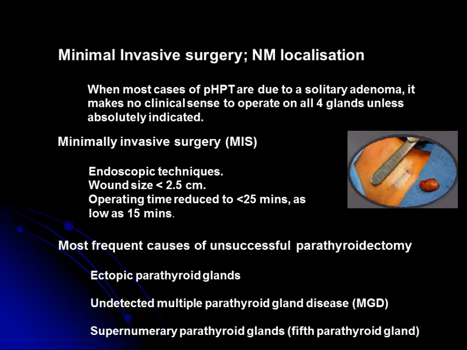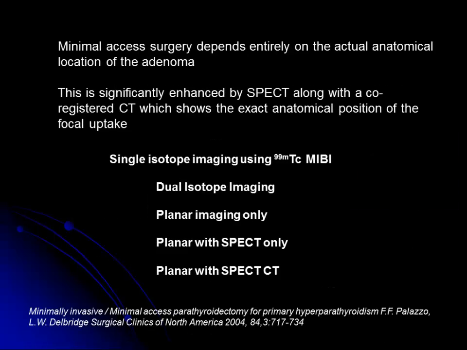The most frequent cause of unsuccessful parathyroidectomy is either an ectopic gland, undetected multiple gland disease, or a supernumerary parathyroid gland. The surgery, as I said just now, is directed by the exact localization, and this can be adopted by whatever modality and whatever phase of imaging you want to use.